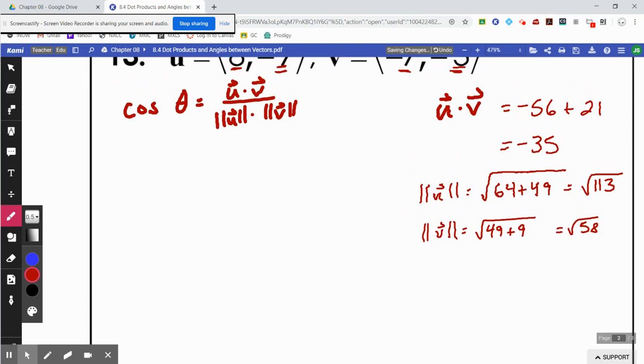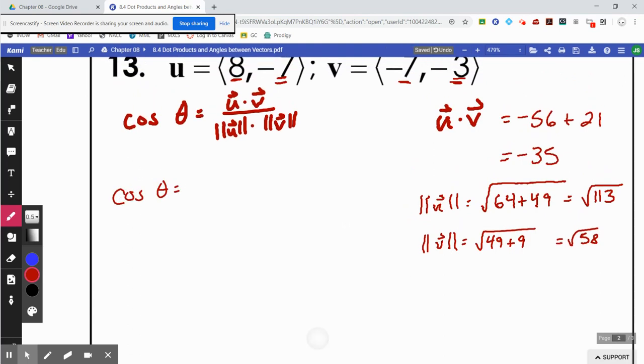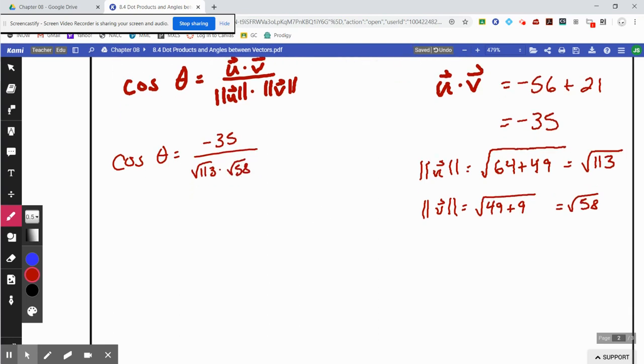So now let's plug everything in. You have the cosine of theta equal to negative 35, which was u dot v, over the square root of 113 times the square root of 58. Now from here, it's really all calculator work. It'd be kind of silly to simplify anything or multiply anything together, because you're going to have to take the inverse cosine anyway, and you're going to have to use the calculator for that.